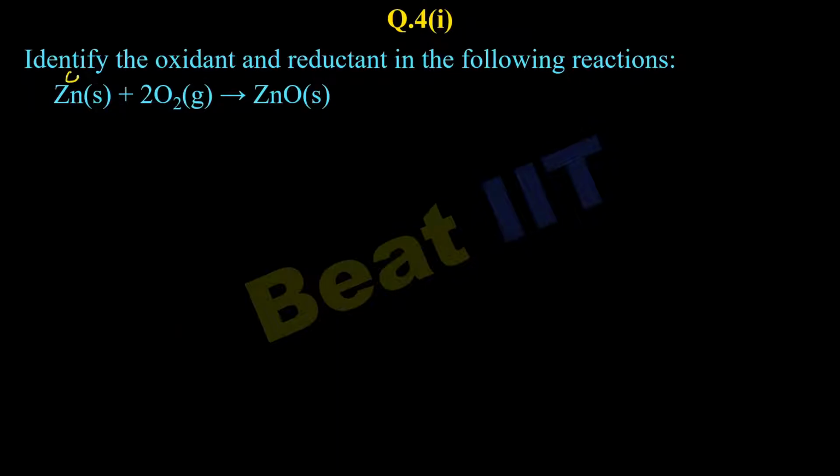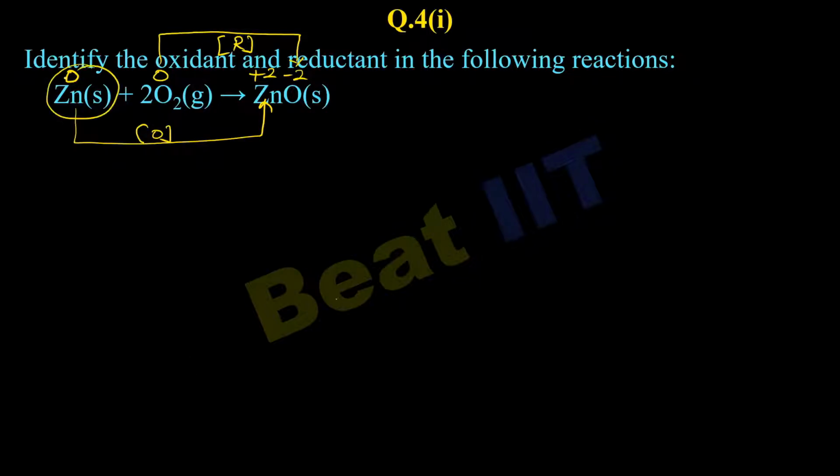Here you have oxidation number 0 because zinc is in its standard free form. Here oxygen in its standard free form, oxidation state 0. Here zinc in its compound will have +2 oxidation state, here -2 oxygen. So it means here zinc oxidation number increased, it is the oxidation part. Oxygen oxidation number decreased, this is reduction. This is the reduction part.